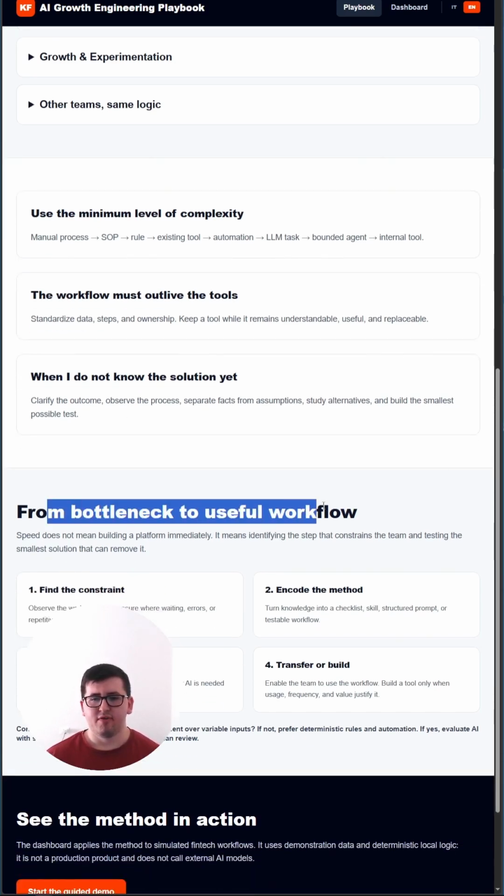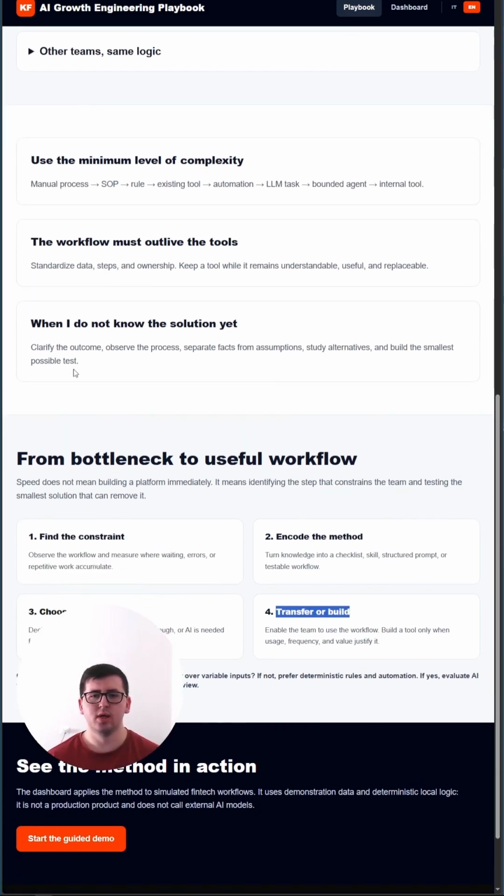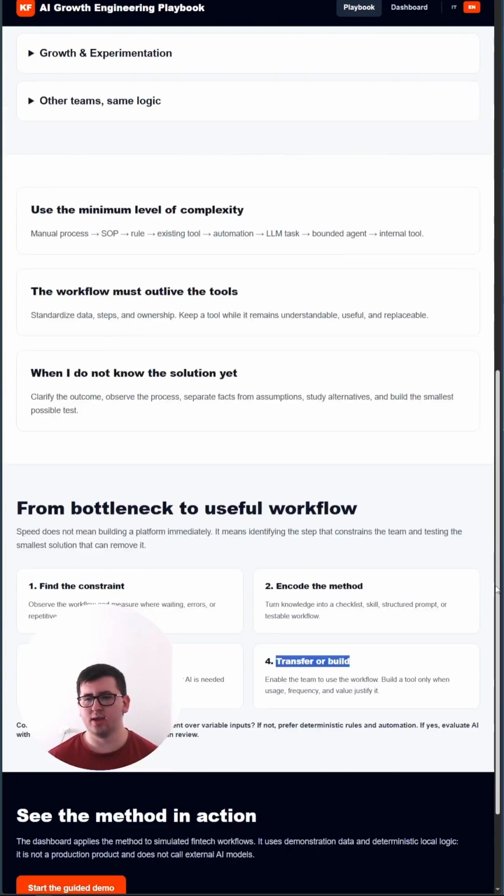I even built a path from bottleneck to useful workflow. You can watch this, it's really easy: find the constraint, encode the method, choose an execution, and transfer or build. It's repetitive, but it's good because everyone does it in a different way here.